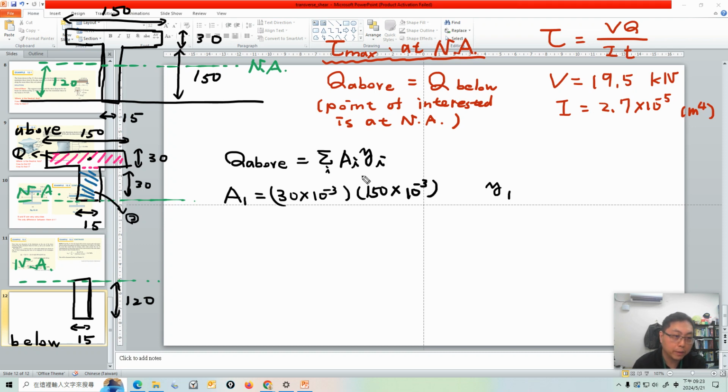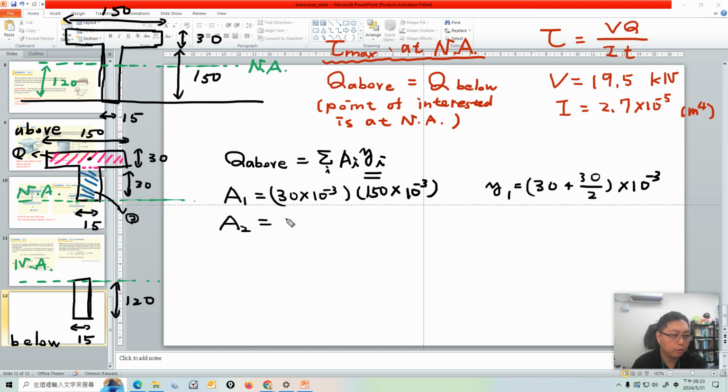You have to be careful. The y is the distance between the centroid and the neutral axis. Right now the centroid is here, and to the neutral axis, here is 30, and this is the centroid, so this must be 30 divided by 2. So y1 actually is 30 plus 30 divided by 2, times 10 to the power minus 3, in millimeter. So that's A1 Y1.